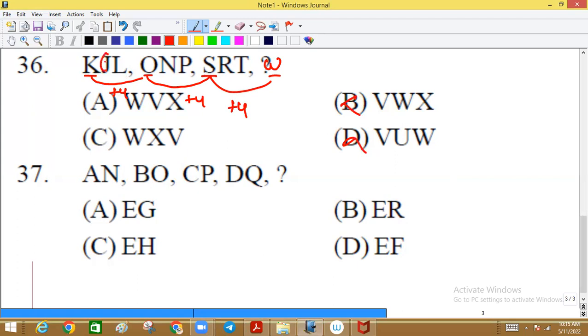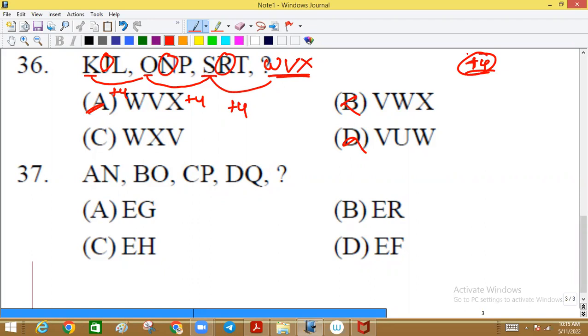Similarly, J 10, N 14, R 18, V 22. Similarly, L plus 4 is P, P plus 4 is T, T plus 4 is X, so WX is the answer. In this case, it's quite an easy question. Even though there are 3 series in this, everything is increasing by only plus 4.